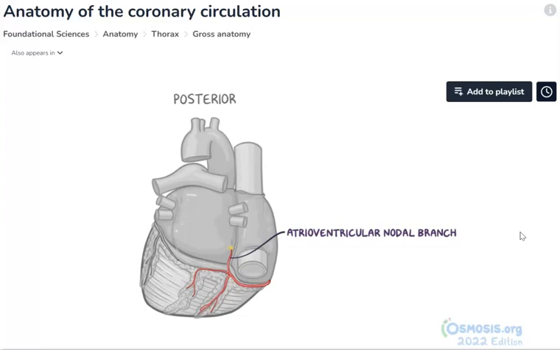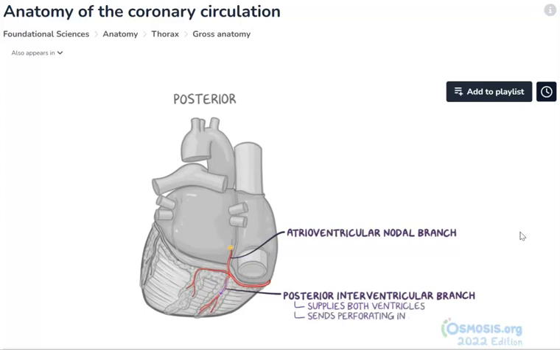The RCA usually gives the posterior interventricular branch, which descends in the posterior interventricular groove. This branch supplies areas of both ventricles and sends perforating interventricular septal branches into the IV septum. Finally, the terminal branch of the RCA continues for a short distance in the coronary sulcus.